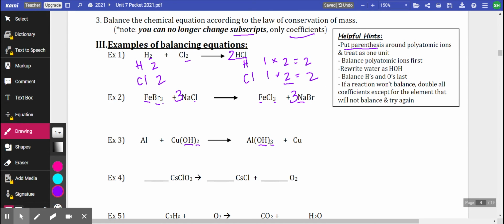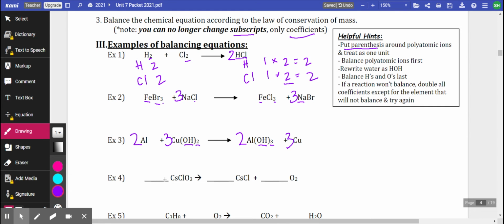And an easy way to fix that is to kind of do the opposite. So I'm going to have a total of 6 hydroxides on both sides. So I'm going to do a 3 here and a 2 here. So now I have 6 hydroxides on both sides. Then I can balance my individual elements. So now I can put a 3 here for copper and a 2 here for aluminum.